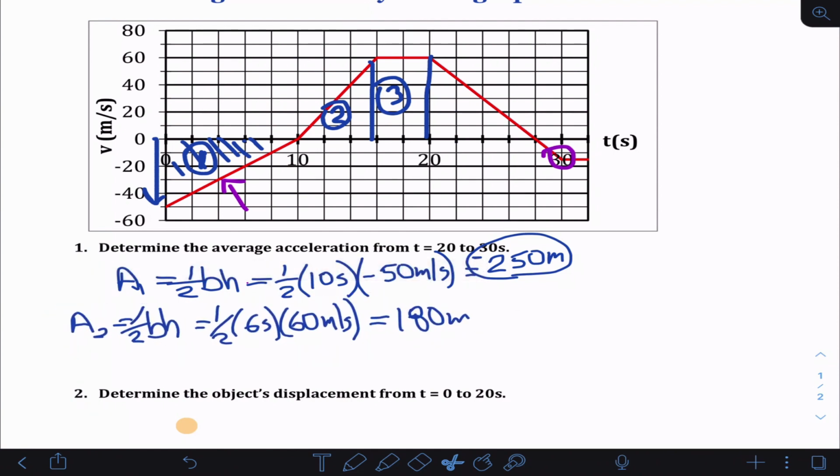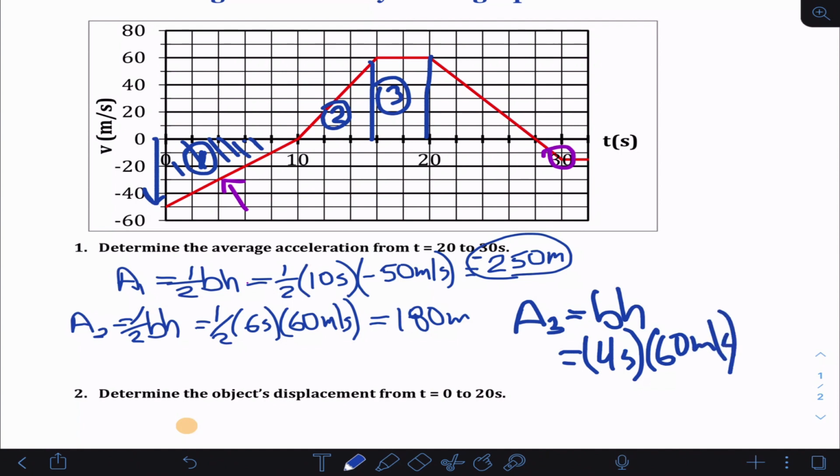And now the final one, area 3. That is just a rectangle, so base times height. The base is 4 seconds long, and the height is still 60 meters per second tall. This produces a length or displacement of 240 meters. So let's see if that makes sense. We have 6 by 60, 360, 180, and we're 4 by 240.